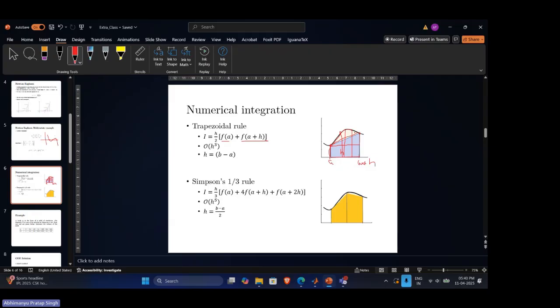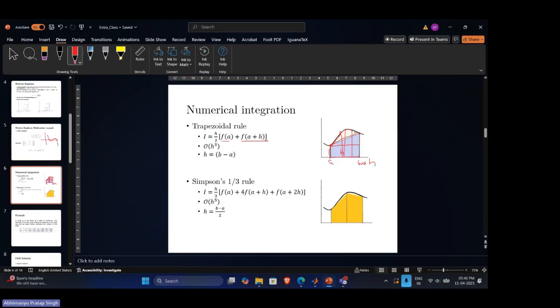So if we decrease our h by a factor of 10, then our error decreases by a factor of 1000. Okay, or error decreases by a factor of, sorry, not 100, 1000.